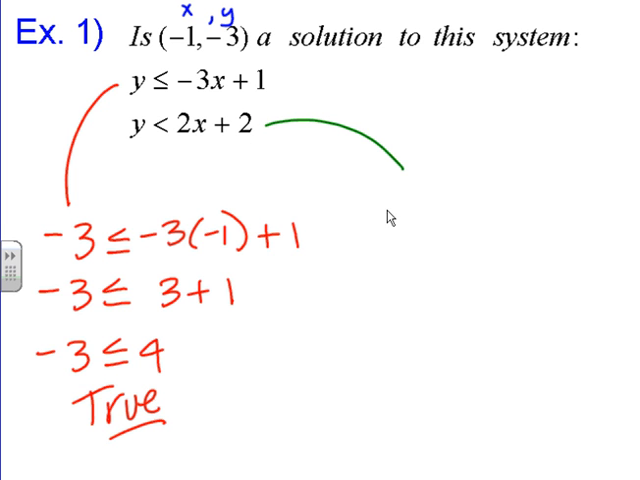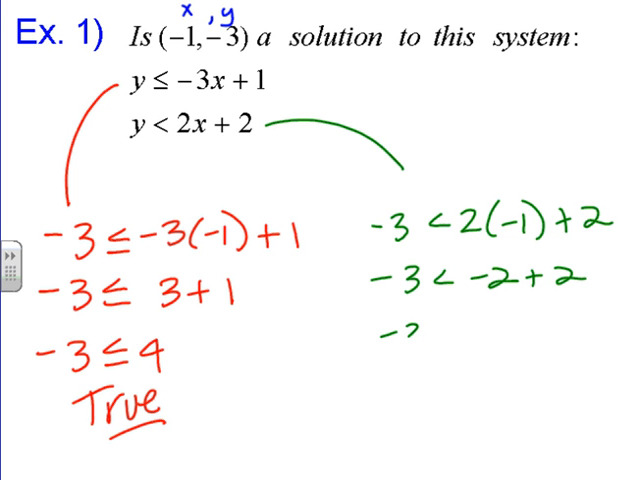We'll take a look at the second one here, y is less than 2x plus 2, and we'll substitute in: -3 is less than 2 times -1 plus 2. We'll simplify that down, and once we do, we can find out if it's true or not. So -3 is less than 0. We know that also to be true. So this point happens to be in both regions. Is this a solution to the system? Yes, it is.